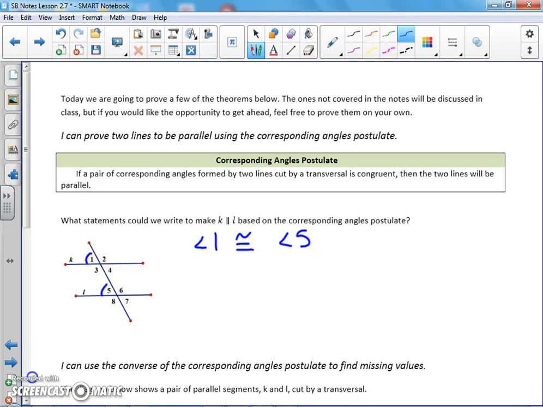There are 4 other options, and I want you to write those out. So you should have a total of 4 when you're finished.